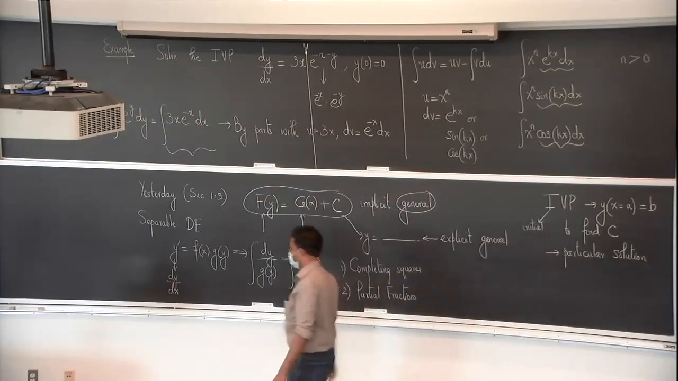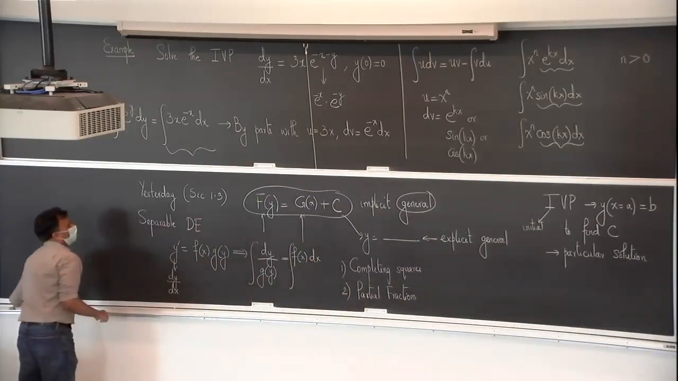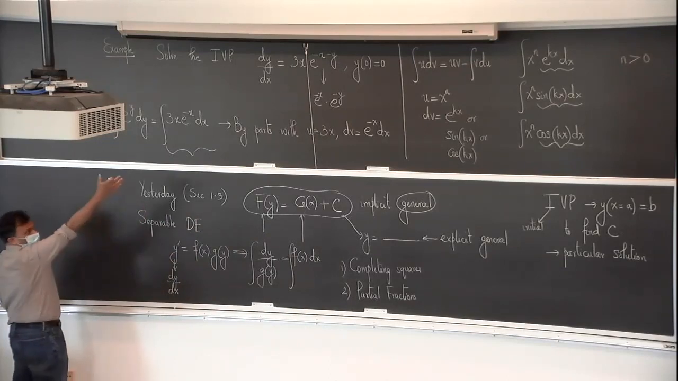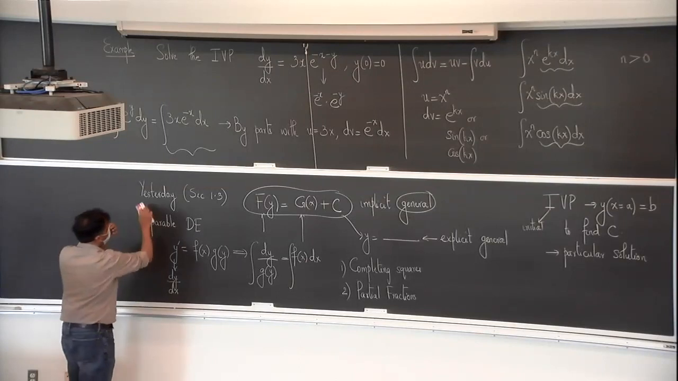So from u, you have to find du, and from dv, you have to find v. That is what we need to put into that formula there for the integration by parts.